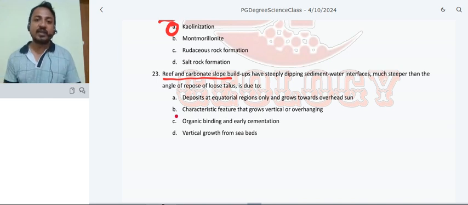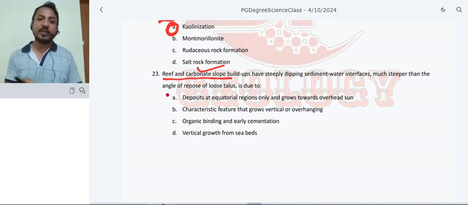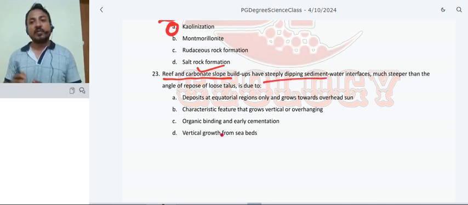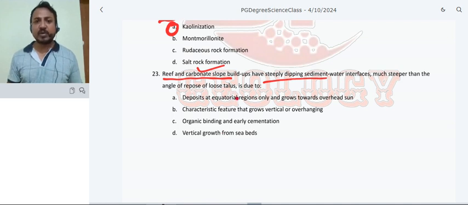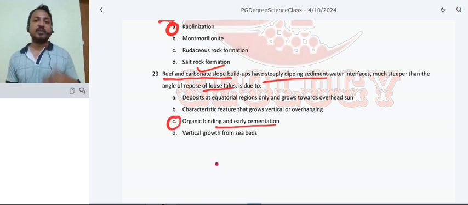So that's why they can produce a greater slope. That is the condition in the case of reef carbonate slopes, which consist of bindstone and framestone, all found in reef. That's why they produce a steeply dipping sediment water interface, whereas in talus condition they are loose fragments. So it is because of organic binding and early cementation that they produce a steeper slope.